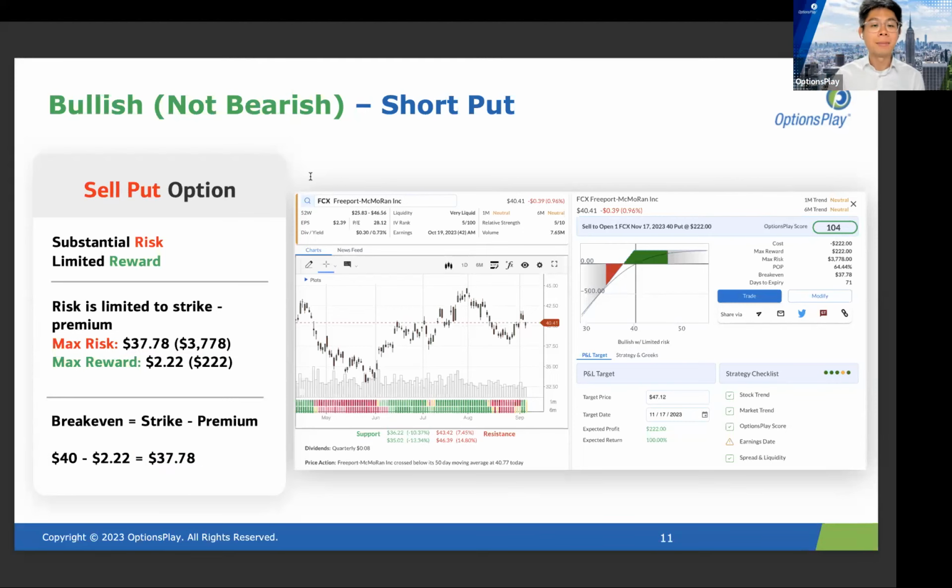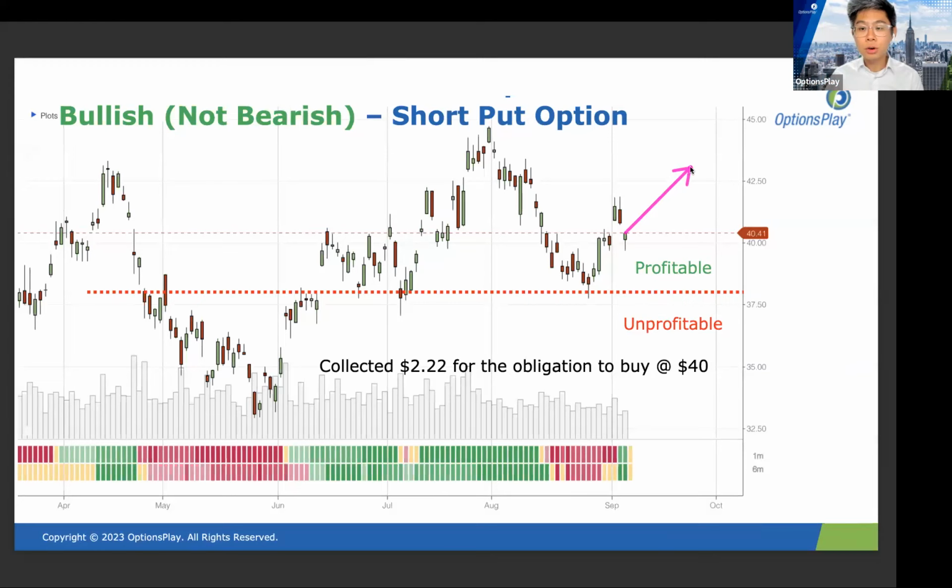And what that means is that if you are right on this particular trade, you make your $2.22 per share in 71 days. If the trade goes absolutely nowhere, meaning the stock goes sideways, you still make $2.22 on this particular trade. Even if the stock declines in value, you can still be profitable on this trade. As long as it stays above that $37.78, you'll be profitable, which is why to call a short put a bullish strategy, in my opinion, isn't entirely accurate. As long as you're not bearish on a stock, you can sell put options.